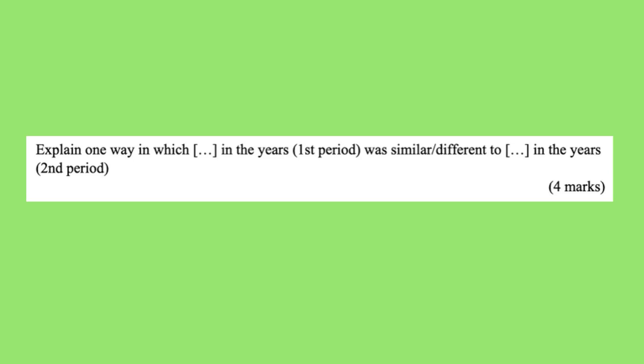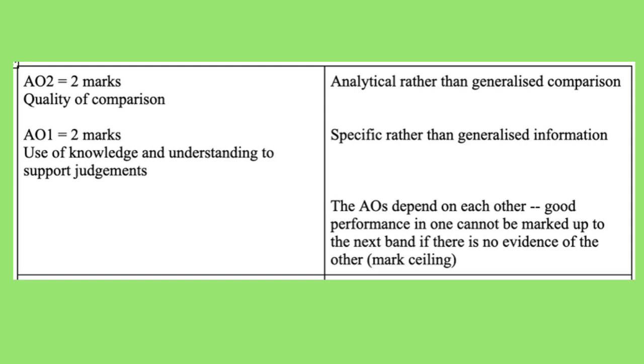It will ask you to explain one way in which one particular topic in the years in one period were similar or different to that topic in the second period. That will be for 4 marks. In this question, you will always have to compare 2 periods. You'll be looking at a broader theme or broader topic that you can discuss elements of in both of those periods. You will be awarded up to 2 marks for AO2, which is the quality of your comparison.